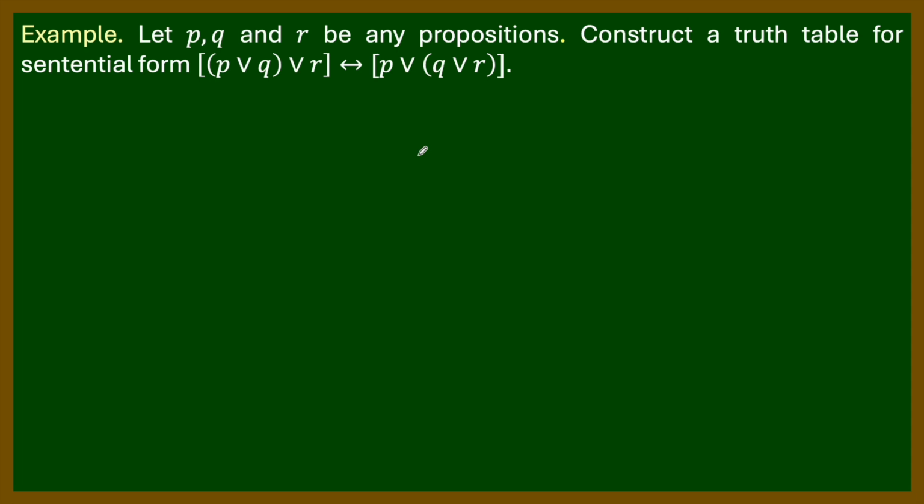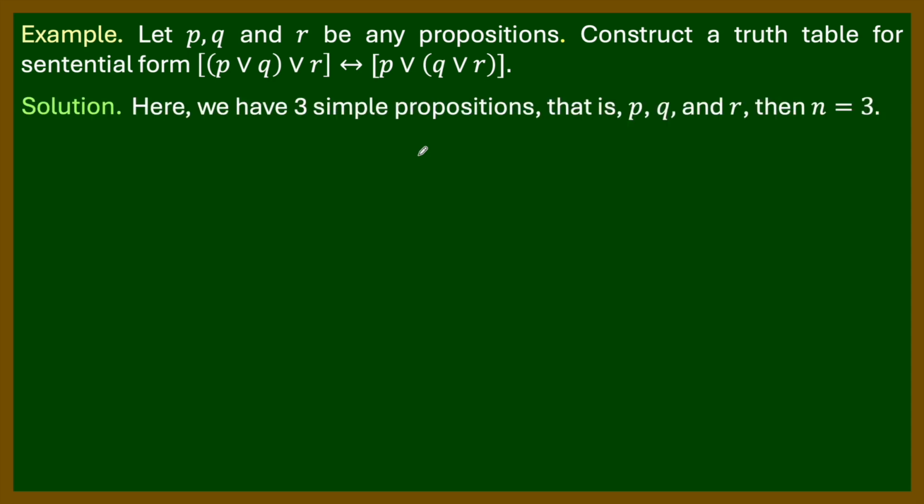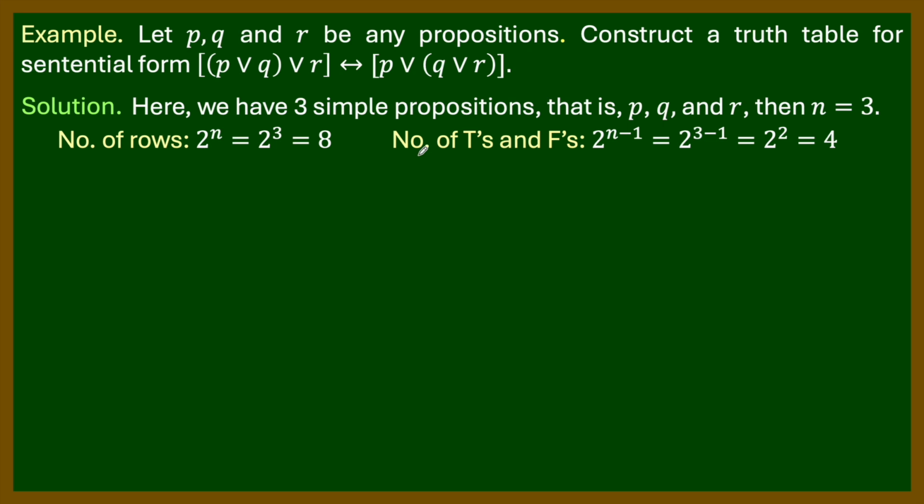Now, we have three simple propositions P, Q, and R. That means the value of n is 3. Now, to apply the given formula, number of rows, 2 raised to n, where n is 3. That's why the number of rows is 8. Number of T's and F's, that will be 2 to the power of n minus 1. And eventually, it will yield 2 raised to 2, which is 4. So we have 4 T's and 4 F's. 4 plus 4, that will be 8.